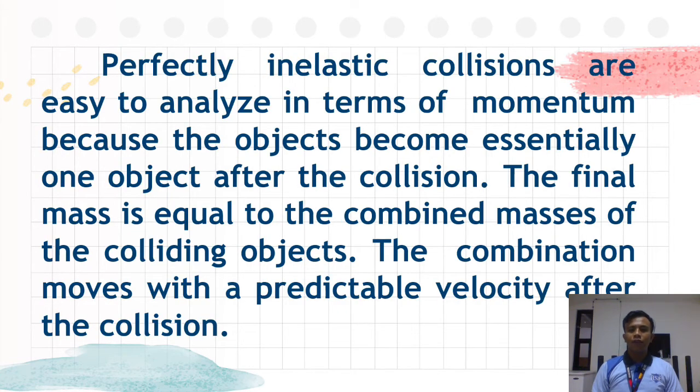Perfectly inelastic collisions are easy to analyze in terms of momentum because the objects become essentially one object after the collision. The final mass is equal to the combined masses of the colliding objects. The combination moves with predictable velocity after the collision.